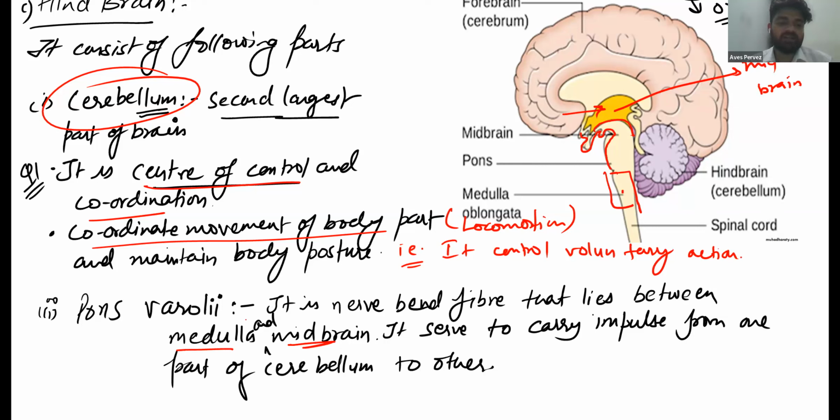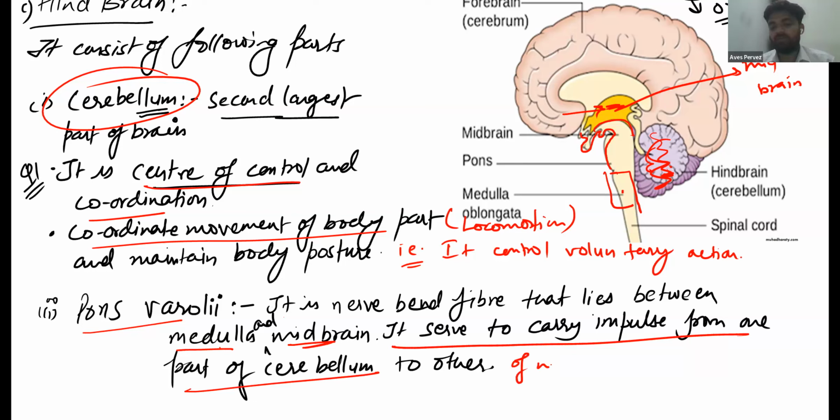So we can write, what is the function of pons varolii? It is a nerve bend fiber that lies between medulla and midbrain. It serves to carry impulse from one part of the cerebellum to the midbrain. It helps in connection between the cerebellum and the midbrain. If some information is being transferred from this region to this region, it helps in the transfer of it. Got it? Please note it down.